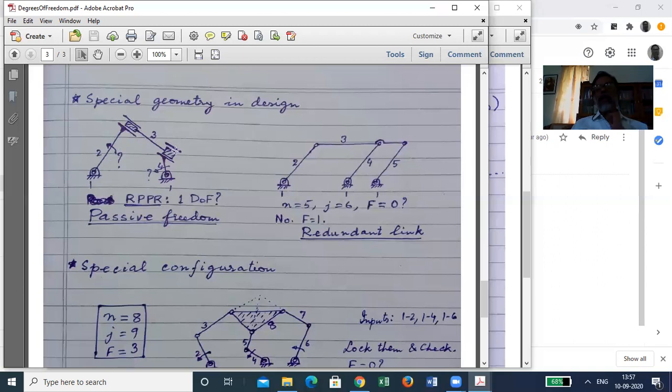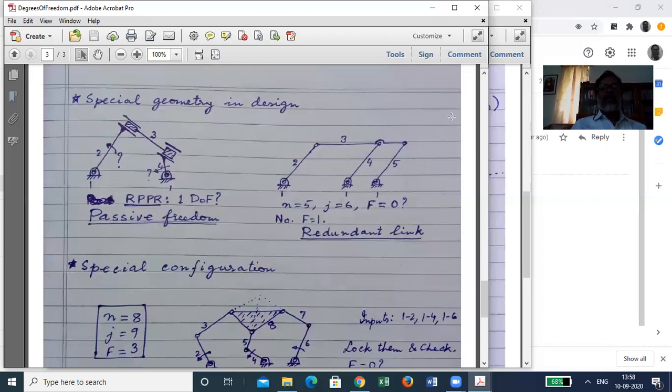So this is a case of passive freedom. And in order to remove this passive freedom from the formulation, the FR has been subtracted there. So from the formula, if you subtract FR, which is in this case 1, there is 1 passive freedom, then you get the effective degrees of freedom of this mechanism as 0, which turns out to be the correct degrees of freedom.